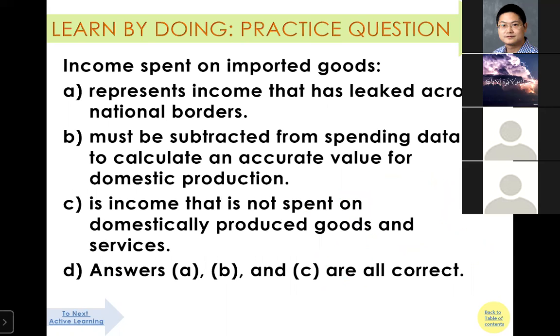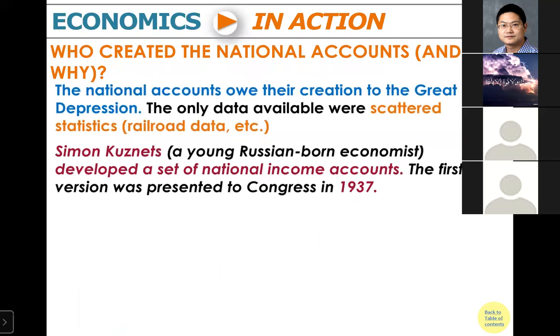Another practice question. Income spent on imported goods: A, represents income that has leaked across national borders. It is true. B, must be subtracted from spending data to calculate an accurate value of domestic production. That's correct. C, is income that is not spent on domestically produced goods and services. It's also correct. Hence, D, A, B, C are all correct.